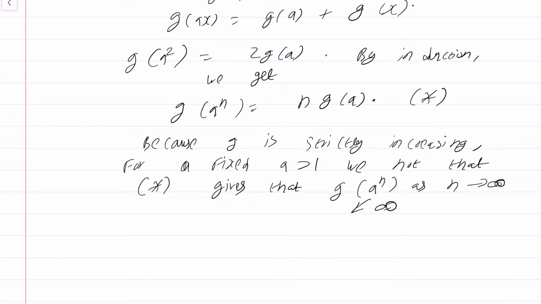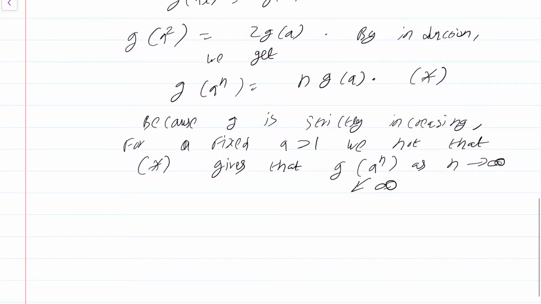As you keep boosting a power n, if a is greater than 1, of course g of a is not going to be 0, because we know that g is strictly increasing and the fact that g of 1 is 0. So g of a power n is n times g of a. So as n goes to infinity, g of a power n converges to infinity. But g is strictly increasing. That just means that as x goes to infinity, g of x converges to infinity. Okay. So this function g is strictly increasing and it goes to infinity as x goes to infinity, and at the point 1 it's going to be 0.